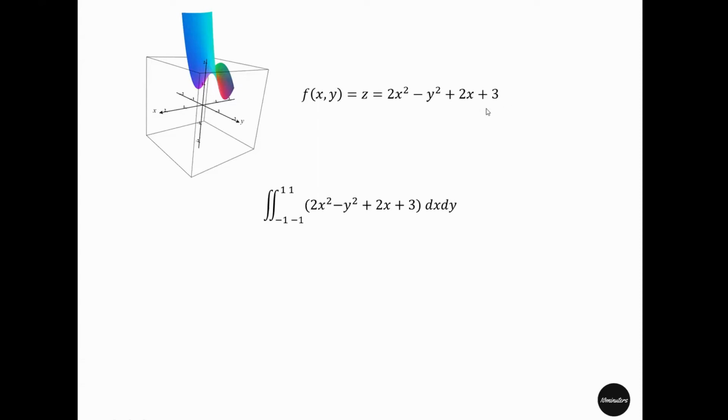This is a polynomial function with two independent variables x and y. When plotted, this function looks like this three-dimensional surface. We are interested in integrating this function within a range of minus 1 and plus 1 in both the x and y direction.